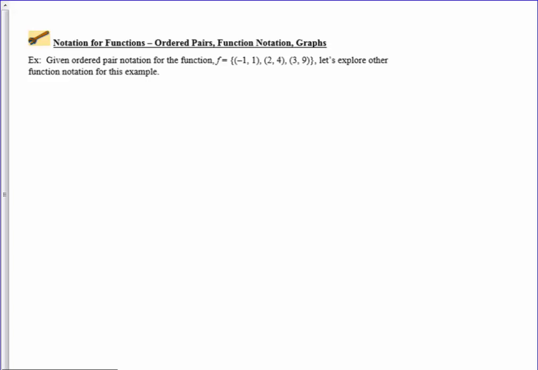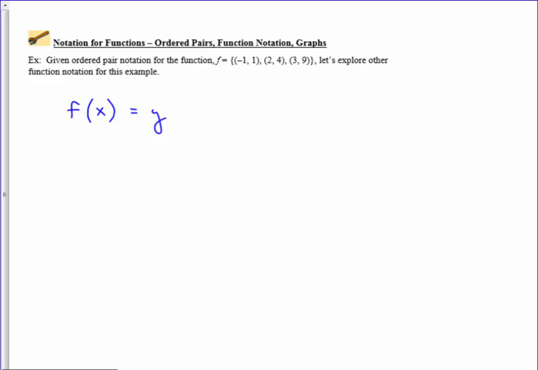First of all, general function notation looks like this. You'll have the name of your function, in this case f. You'll have a parenthesis, inside the parenthesis an x, and then equals y. Be careful about the parentheses. Normally parentheses means multiplication. In this particular example, it's nothing more than true notation.